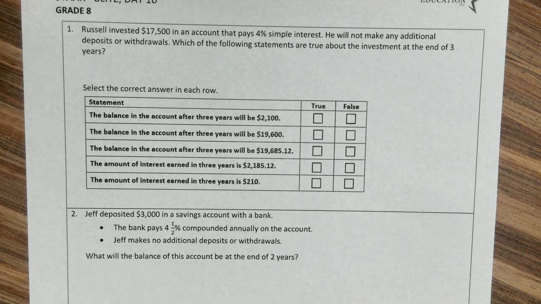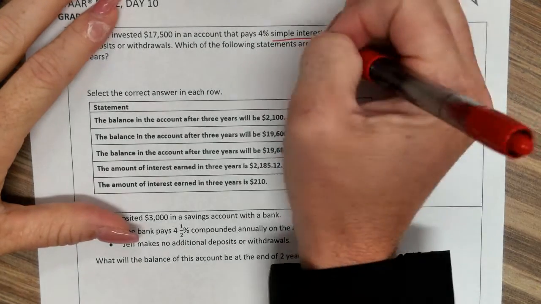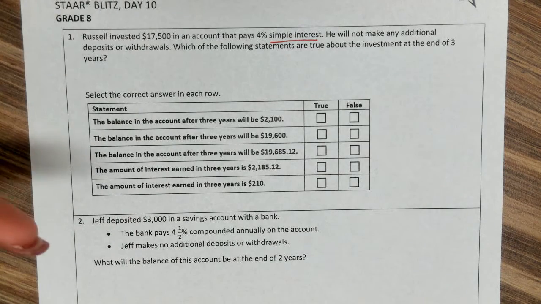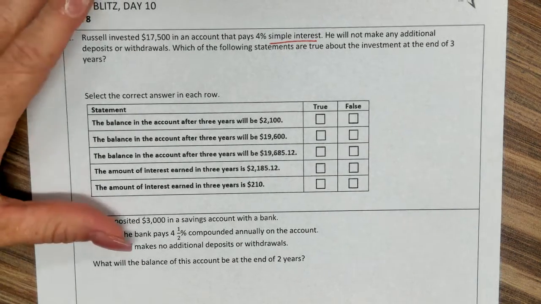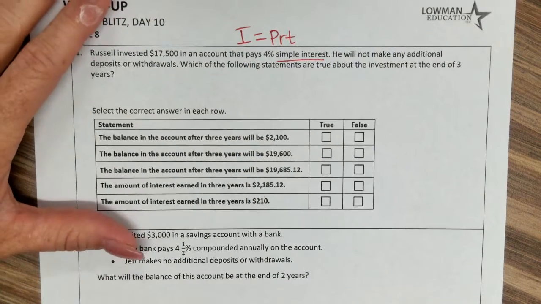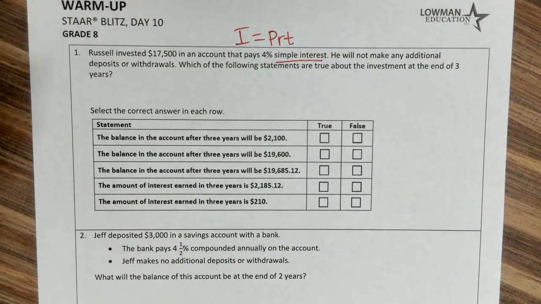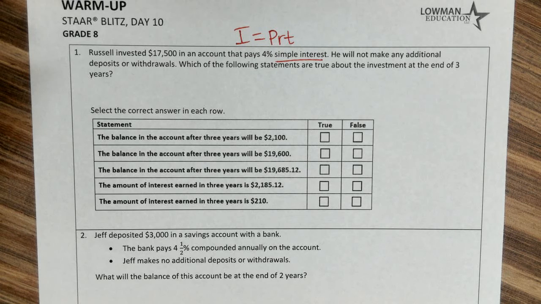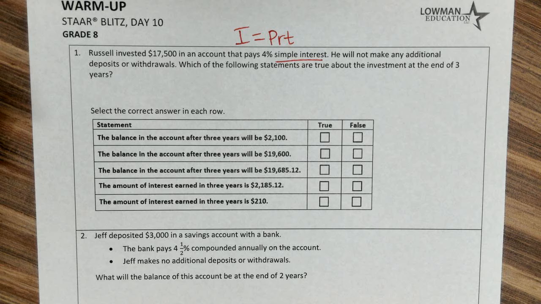Russell invested $17,500 in an account that pays 4% simple interest. So right there I'm just going to stop and I'm going to write the simple interest formula down, which is I equals PRT. If you did not write that, then you need to write it. He will not make any additional deposits or withdrawals. Which of the following statements are true about the investment at the end of 3 years?